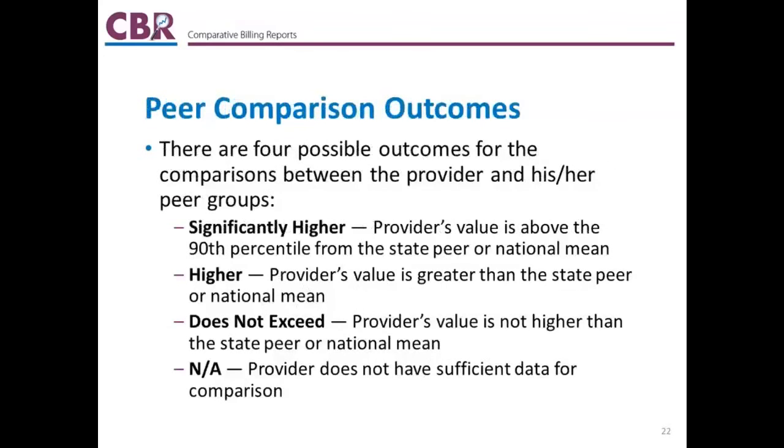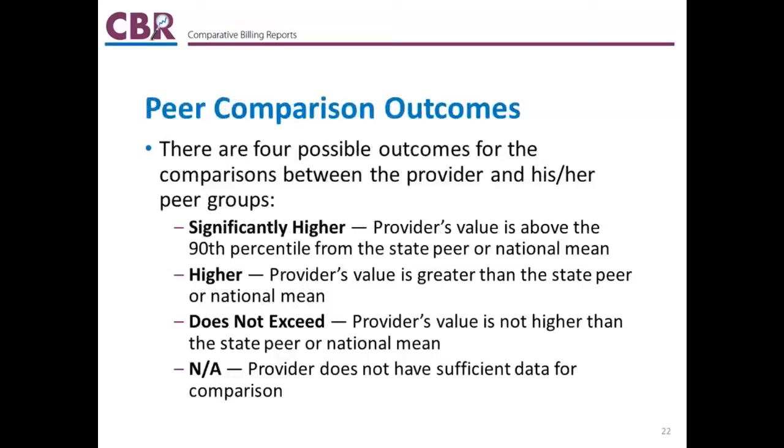When we talk about comparing your billing patterns to those of your peers, there are 4 outcomes that can come of that analysis. An outcome of significantly higher indicates that the provider's value is above the 90th percentile from the state, peer, or national mean. And we'll talk a little bit more about what that 90th percentile means on our next slide.